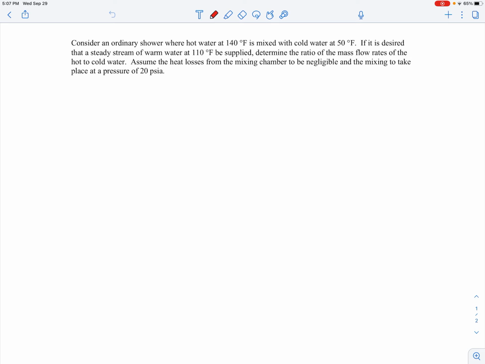So the picture here is some sort of mixing chamber. I'll just draw it like that. So this is our mixing chamber. And we have some water coming in here from the hot side and from the cold side, and then it's going out mixed like that. So we're going to have a control volume here and do a control volume analysis using the first law in order to determine this.